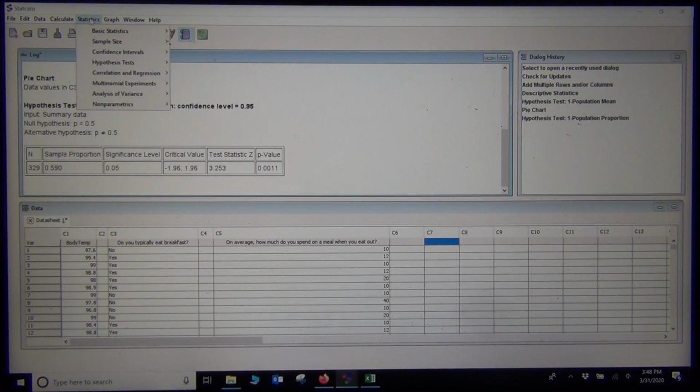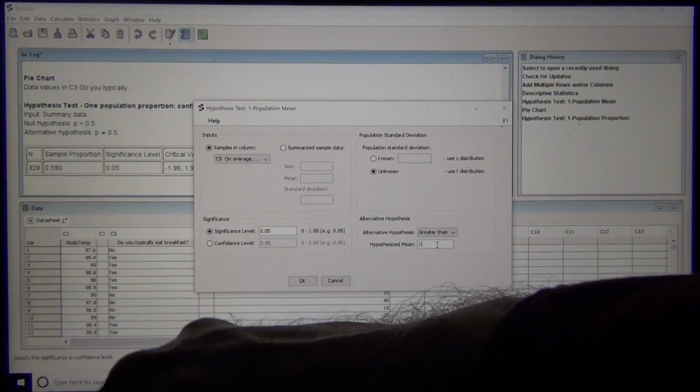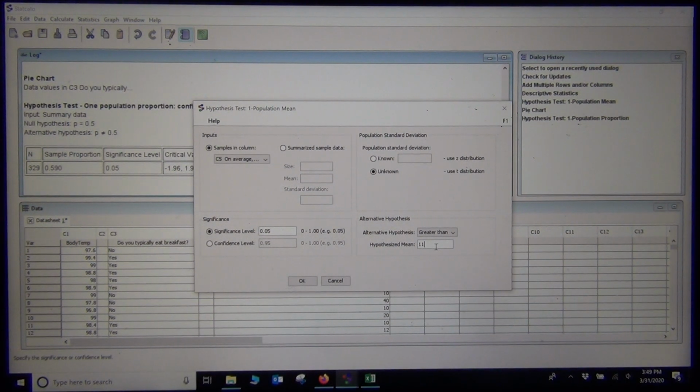So again, I'll go statistics, hypothesis test, one population mean. Again, now I have raw data, so I'm going to click C5. That's where my average amount of money that these stat students were spending when they eat out. Again, I'm going to click the alternative hypothesis and change it to greater than. So I'm doing a right tail test. And the hypothesized mean, the number in the null hypothesis, I want to be $11. So I'm just going to type in 11. I'm going to leave it as a 5% significance level.